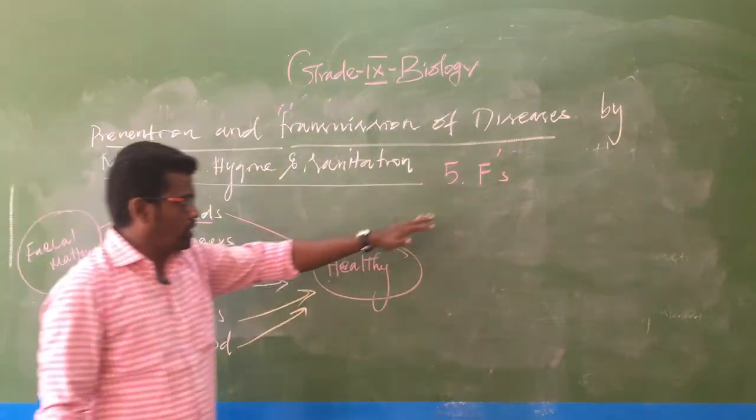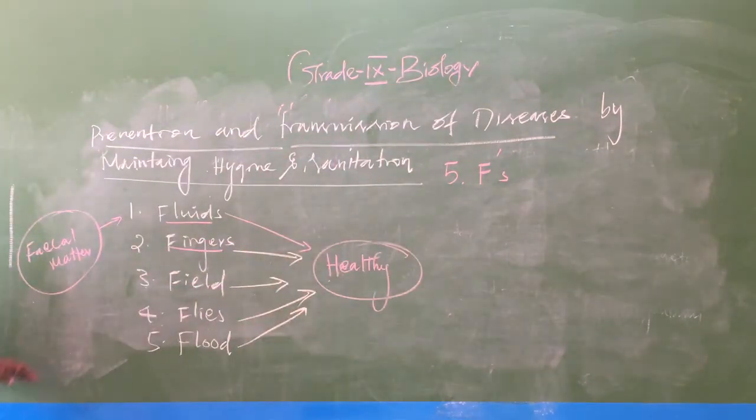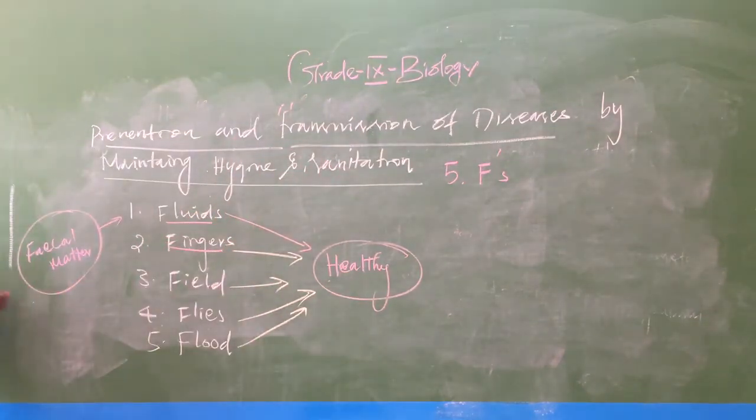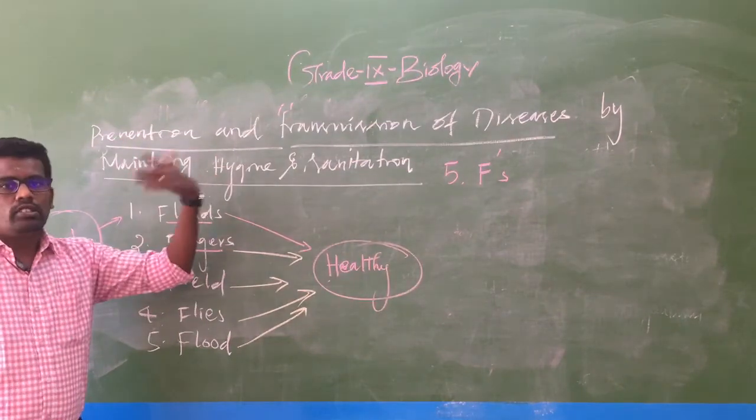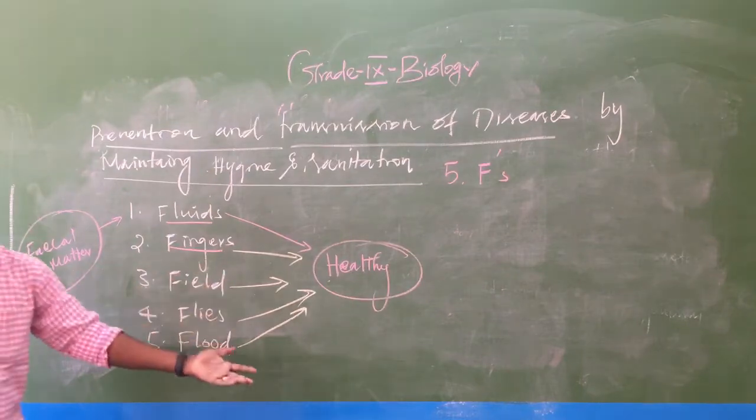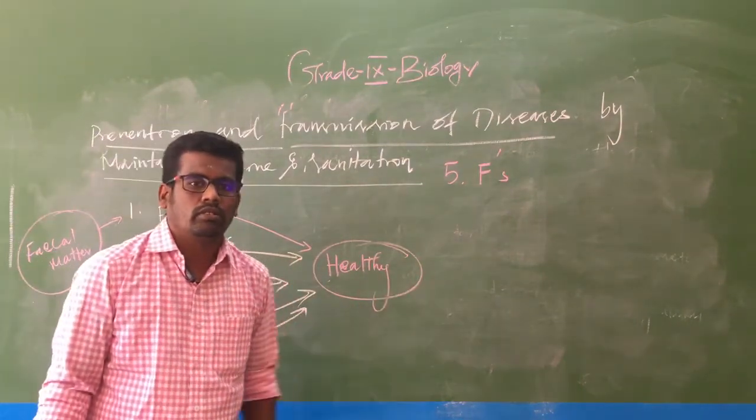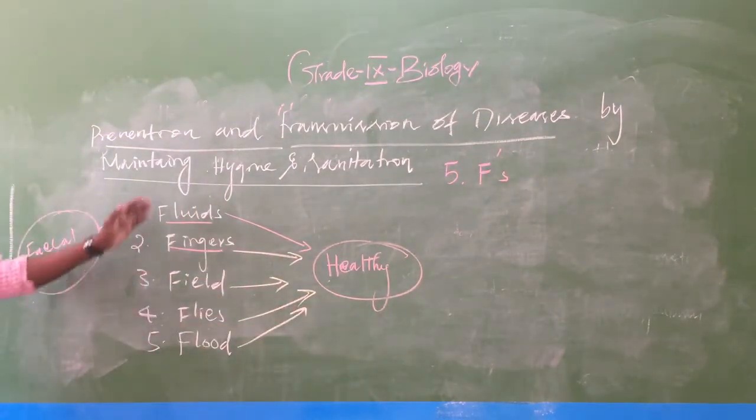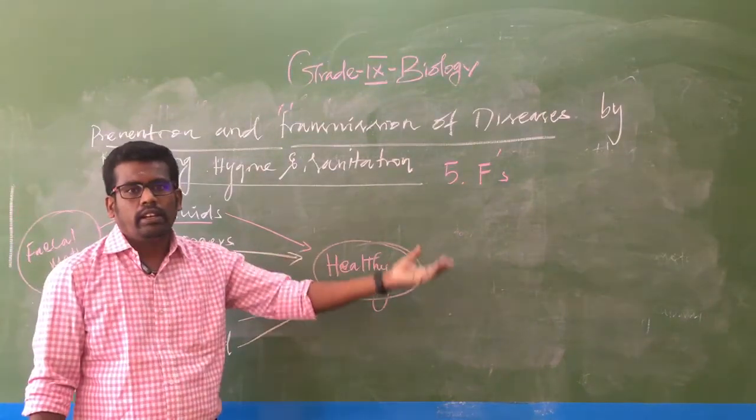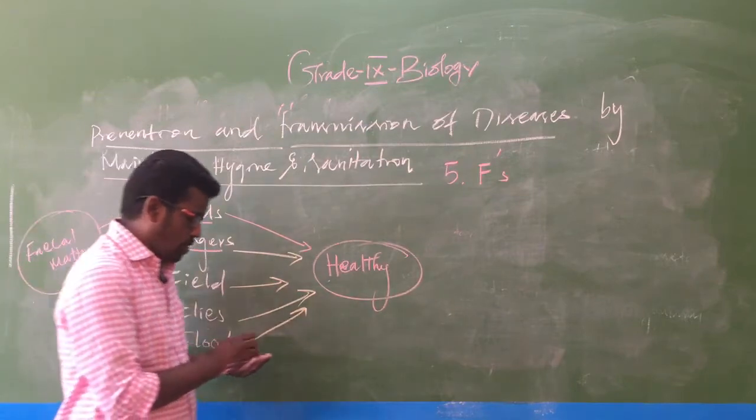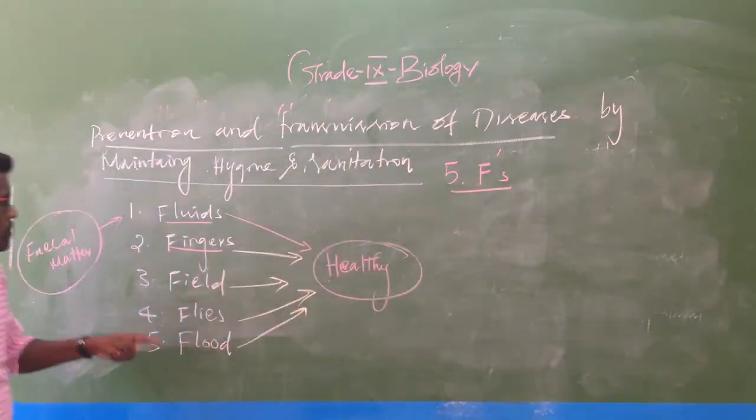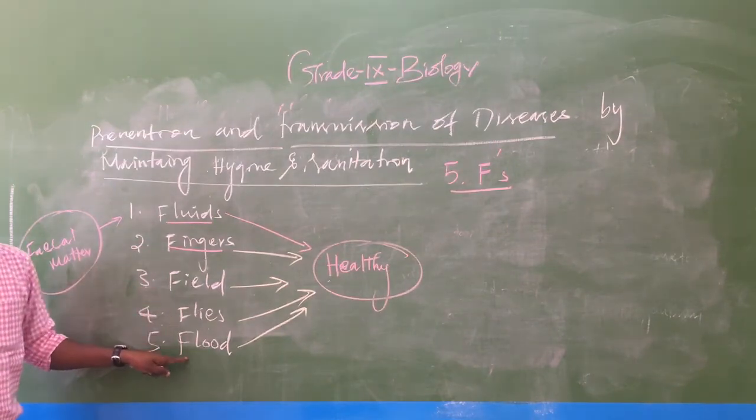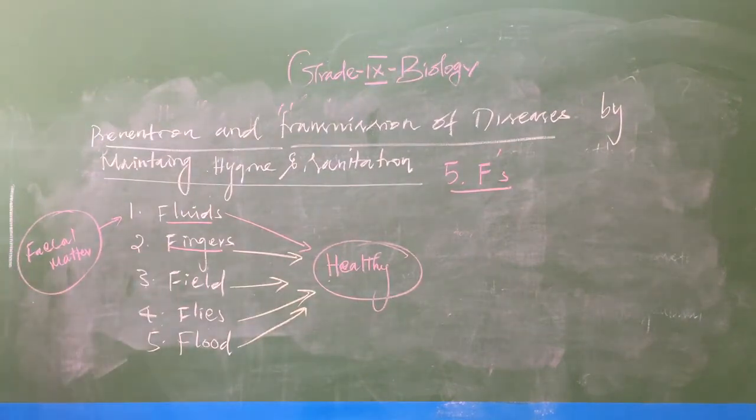So if we follow the 5 F's properly, we can maintain hygiene and sanitation. There is no chance for transmission of diseases. So fecal matter spreads in this way. If we follow the 5 F's, we can stay healthy. Everybody should follow the 5 F's: fluid, fingers, feed, flies, and flood. These are the 5 F's.